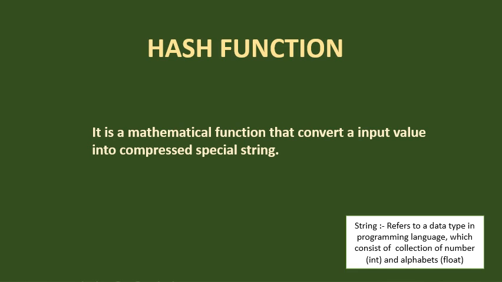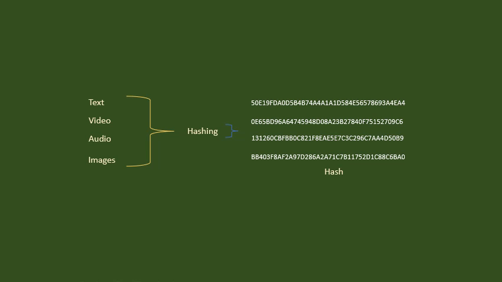Hash function. It is a mathematical function that converts our input value into compressed special strings, where input value could be anything. For example, it could be text, video, audio, images, etc. Now this data or input is processed through a mathematical function known as hashing or crypting to produce an output.